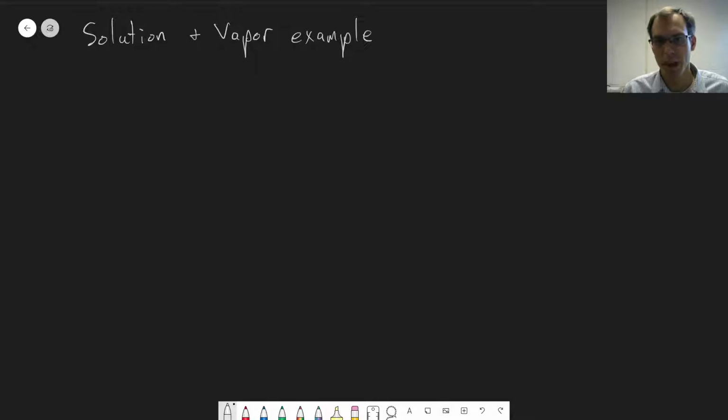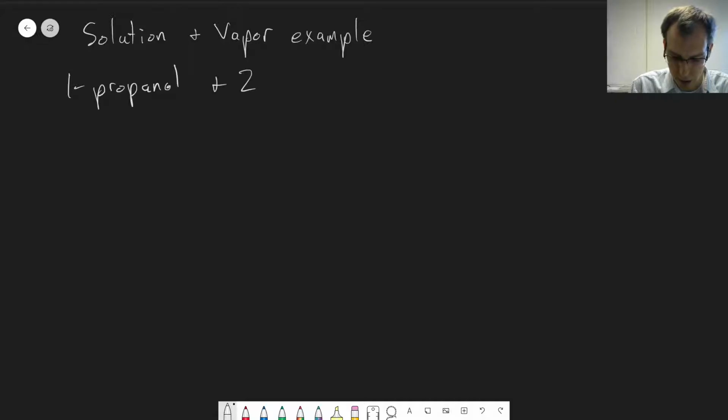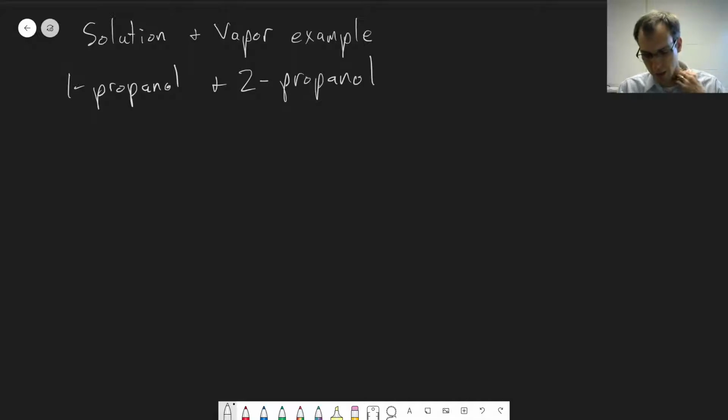So let's look at a quick example to put some numbers on this, the mole fractions being different in the solution versus the vapor. So let's consider a mixture of 1 and 2 propanol. Again, two molecules that are very similar and so form an ideal solution. Again, we've just moved where the alcohol group is in each of these, but they have the same number of carbon atoms, et cetera, et cetera.